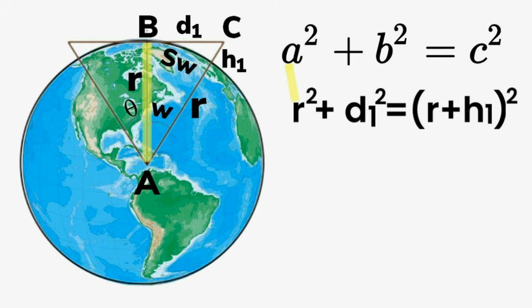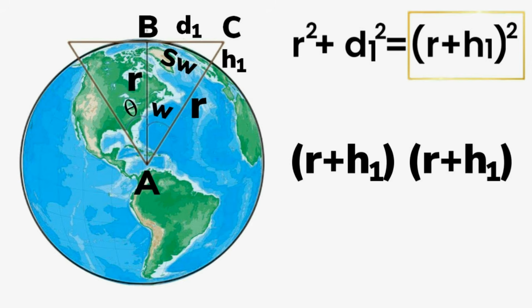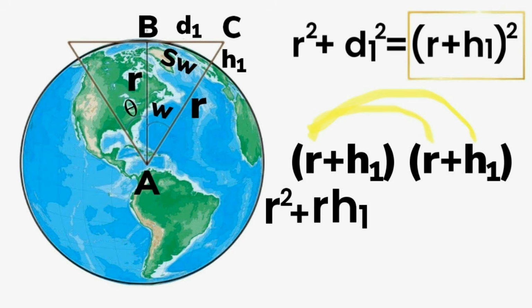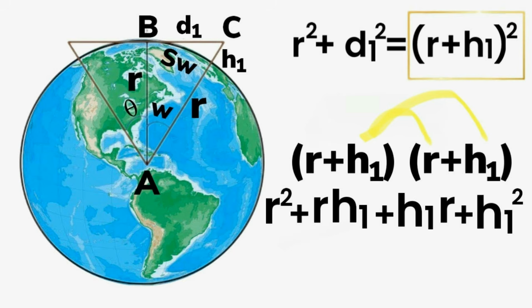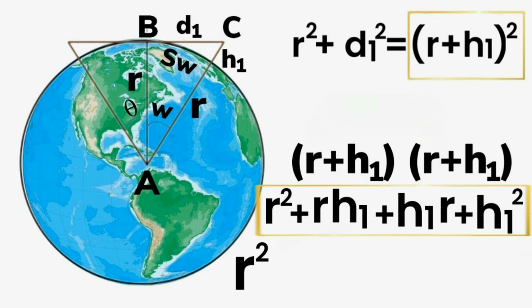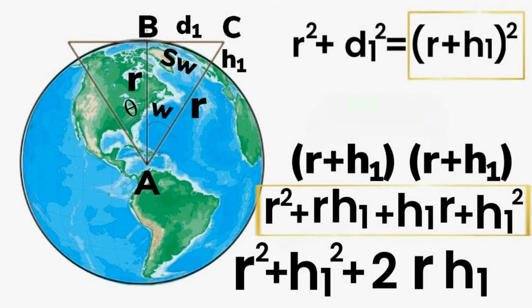As I apply the Pythagorean theorem for the variables, we know that r squared plus d1 squared will be equal to r plus h1 squared. To solve for r plus h1 squared, we will simply use the distributive property. R times r is r squared plus r times h1. Then we have h1 times r plus h1 squared. To write this out formally, we have r squared plus h1 squared plus 2 times r h1.